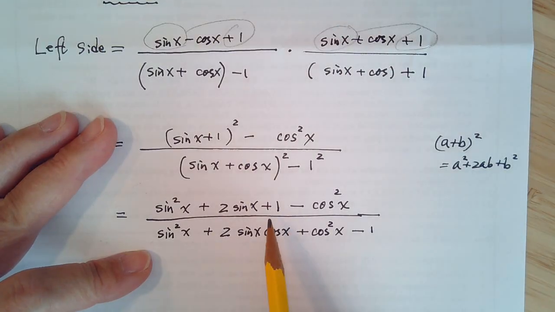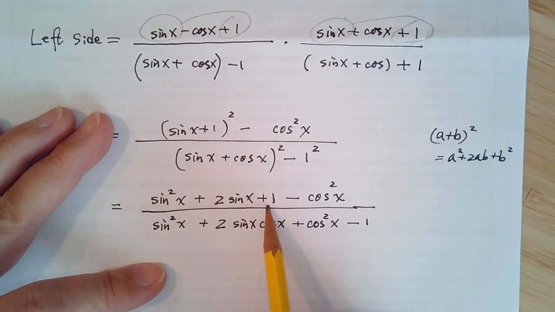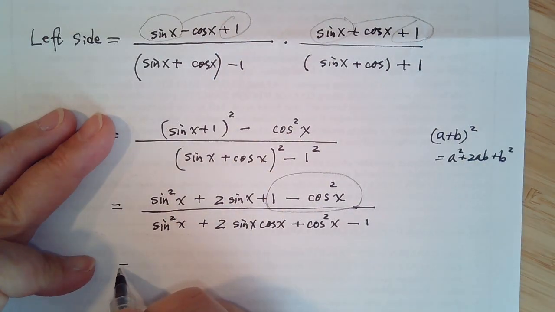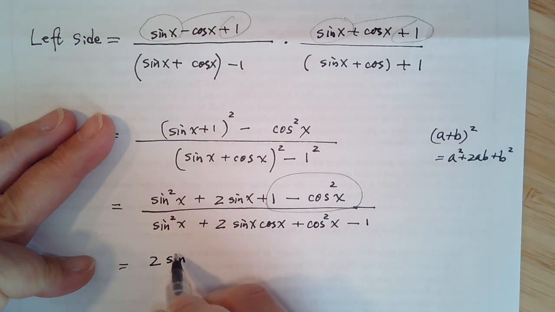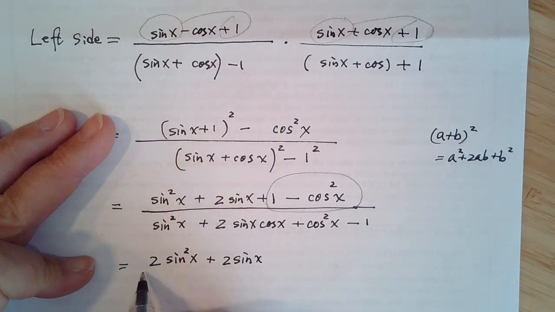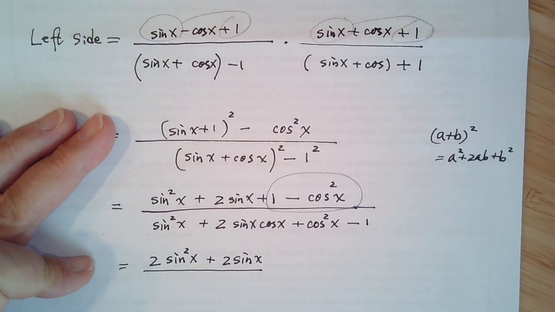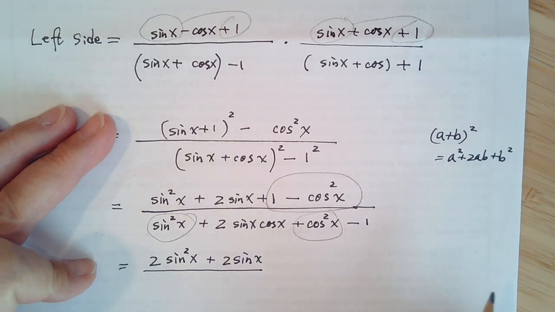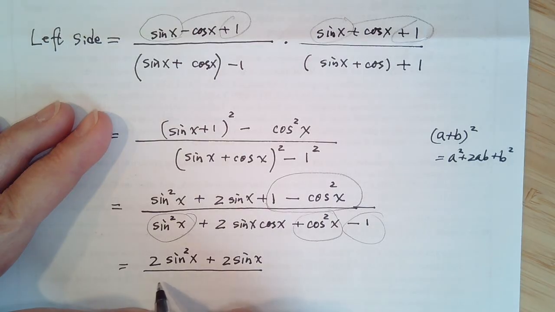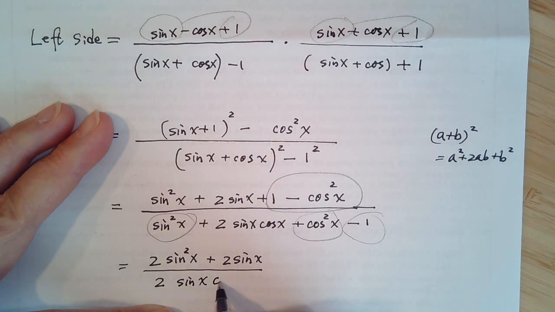Now take a look at this. This is sine squared x, so adding to the numerator, I get twice sine squared x plus 2 sine x. And for the new denominator, look at this and this: sine squared plus cosine squared is 1. However, you minus 1. So the denominator is very simple, only one term, 2 sine x cosine x.